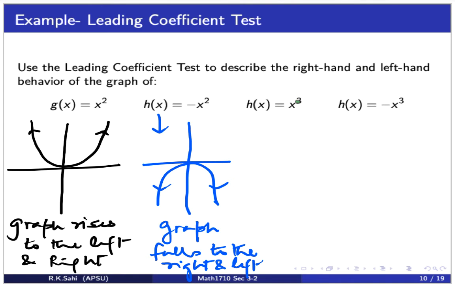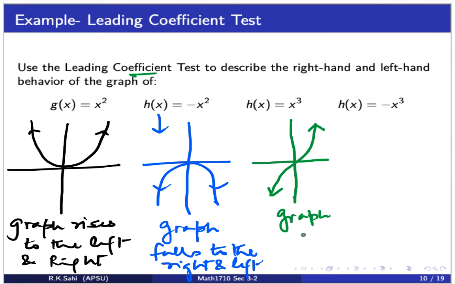Okay, let's look at some more. Let's say this is h of x equals x cubed. This is an odd function with a positive coefficient. And we all know, we have done a lot of practice by now, the graph looks like this. So according to the leading coefficient test, what does it mean? The graph rises to the right and falls to the left. That's here.